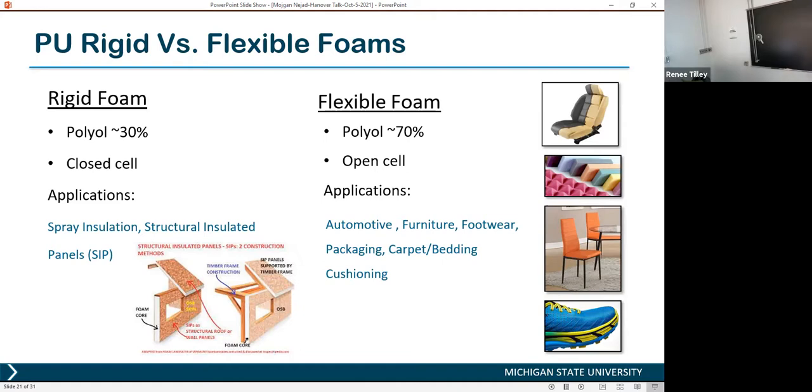As you can see, for application, we can use rigid foam for insulation in houses, or for spray insulation, or for a structural insulated panel as a foam layer between the two OSB panels. For flexible foam, we can use it in automotive applications, for furniture, for under carpet bedding, for cushioning, for footwear, all of those applications of flexible foam.